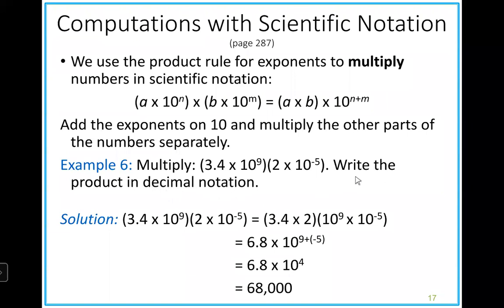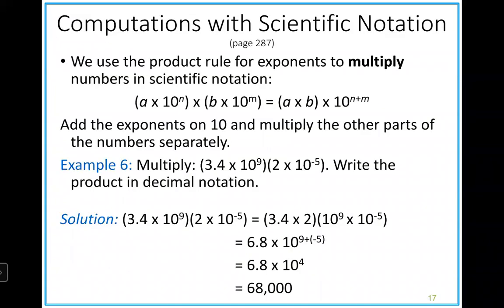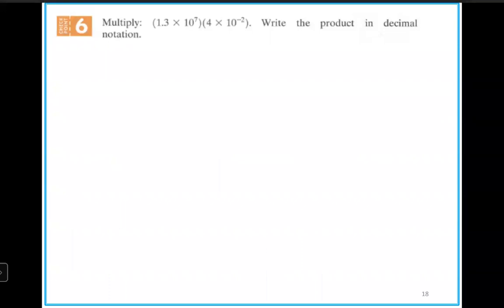If they ask you to leave your answer in standard form, then you would stop right here where it says 6.8 times 10 to the 4th power. But because they want it in decimal notation, then you would expand it to 68,000. All right, so I want you to follow that same pattern and do this one. 1.3 times 10 to the 7th multiplied by 4 times 10 to the power of negative 2.